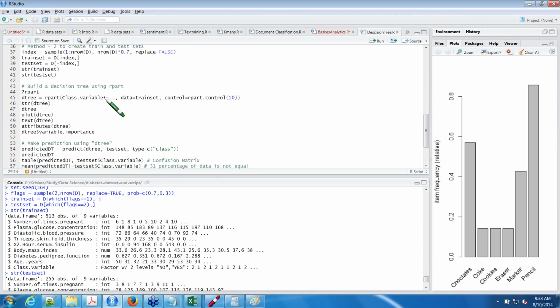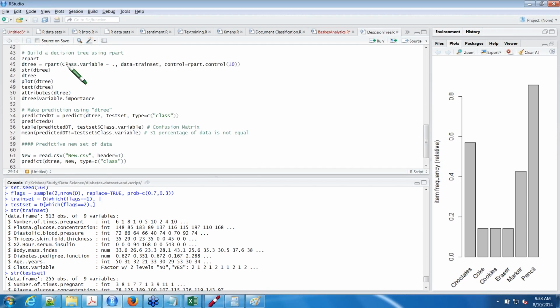So now we are going to build the decision tree. Any integer number you can give, Arun. It's not a matter. Okay, any integer number. It should be an integer. That's all.